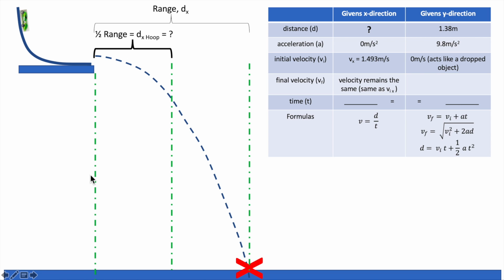Then, the next thing you need to do is take whatever distance you have and cut that in half. This is where we're going to be placing the hoop, halfway along the path of its range. So if the car is supposed to land here, I want the hoop halfway in between. So again, whatever the range is, just cut that in half.